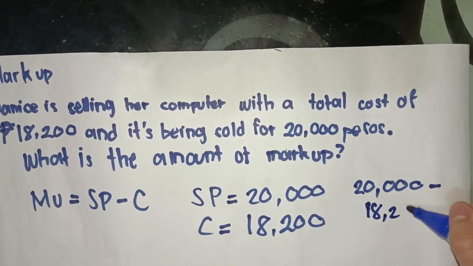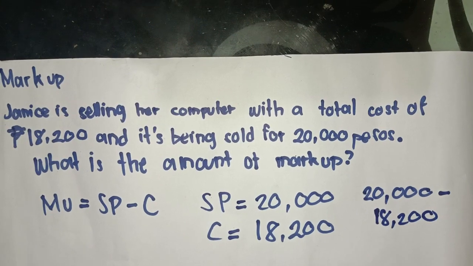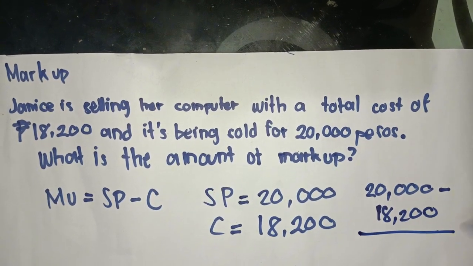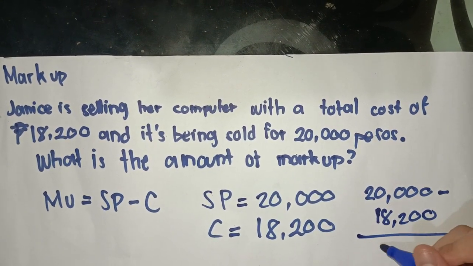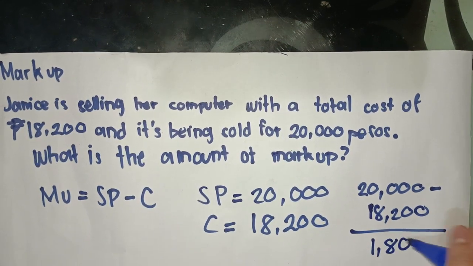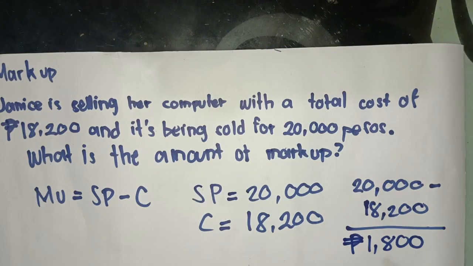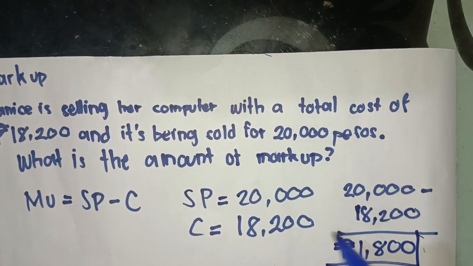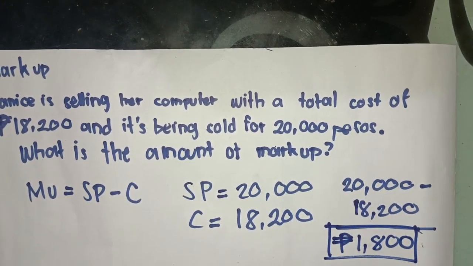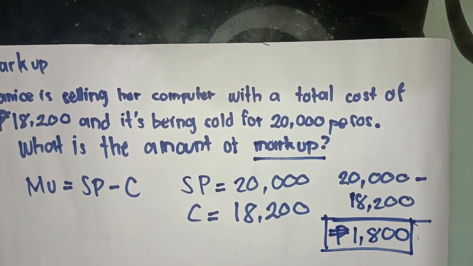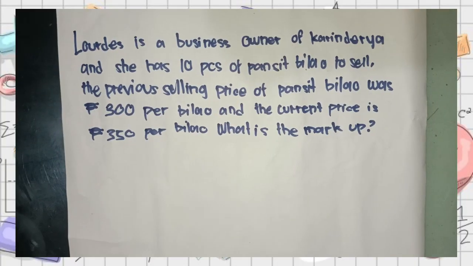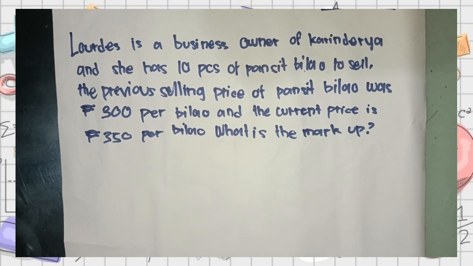Ayan, 18,200. Then, ang kalalabasan niya is 1,800. So, ayun na yung magiging markup natin kay Janice. Ayun na yung magiging markup niya. Ayun na yung nadagdag sa kanyang selling price. So, let's move on sa pangalawang tanong.